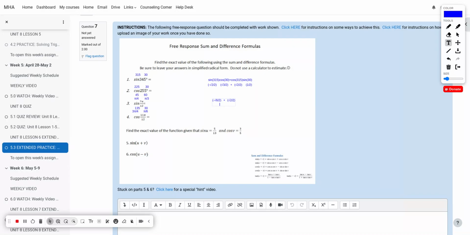Alright, so now that means that it's going to be negative square root of 6 plus square root of 2 over 4. And I'm just going to draw a line in there. Just like that. Perfect. A little bulky, but it'll do.